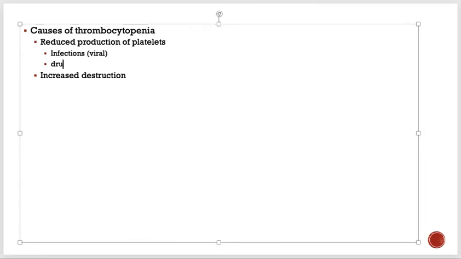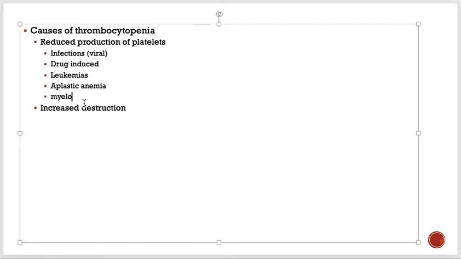It could be drug induced, like certain drugs can cause less formation of platelets. For example, penicillins can give this side effect as well. In many leukemias there is less formation of platelets. Why? Because in leukemias more and more other cells are formed, so platelets are less formed. Aplastic anemia is a condition in which there is less formation of all the blood cells, so RBCs will be less, WBCs will be less, and platelets will be less as well.